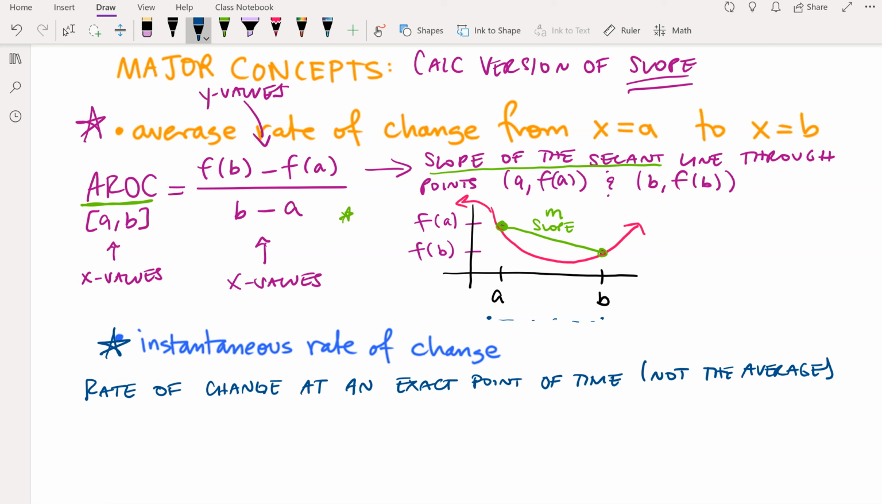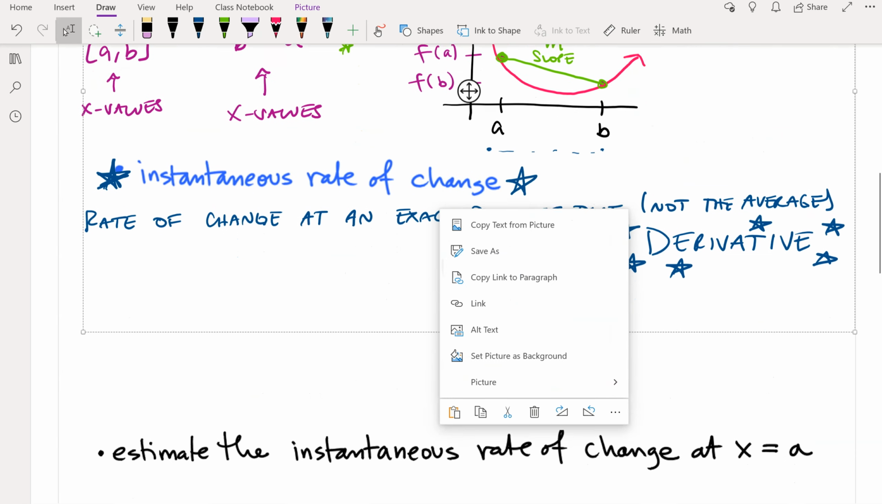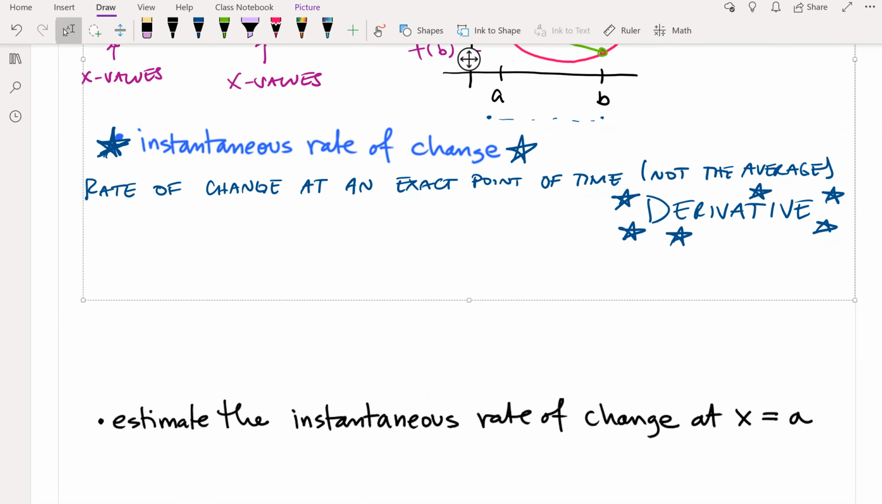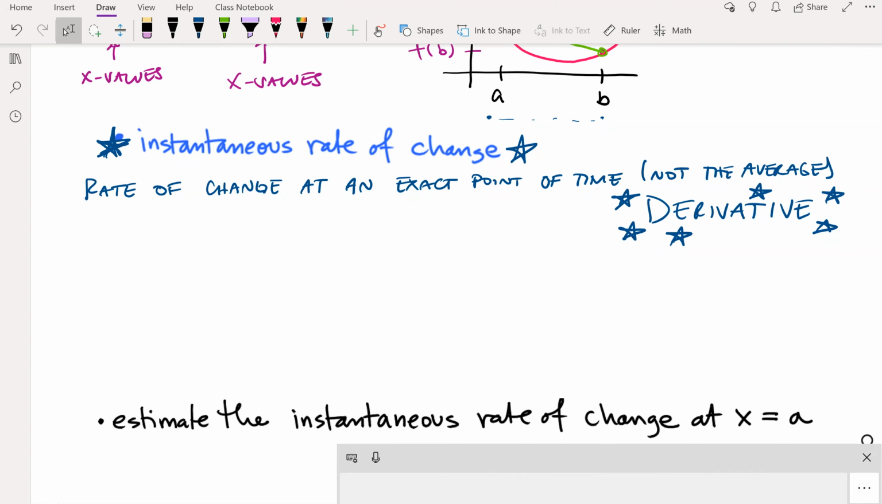And then this has a special name in calculus. So let's go ahead and write down that special name. Instantaneous rate of change is the same as the derivative, which is what this whole unit is about. So go ahead and write down derivative. This is a really important calculus term, and we will be talking about it more. The derivative is the instantaneous rate of change. Okay. So now let's get an example down of the instantaneous rate of change.